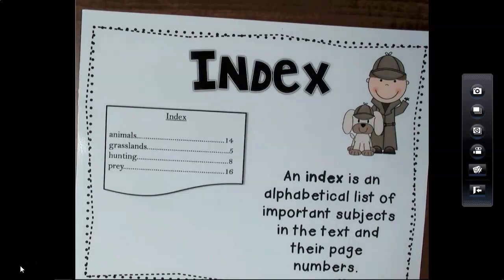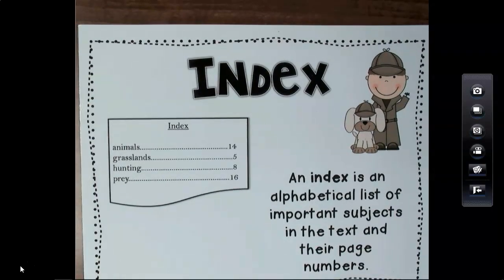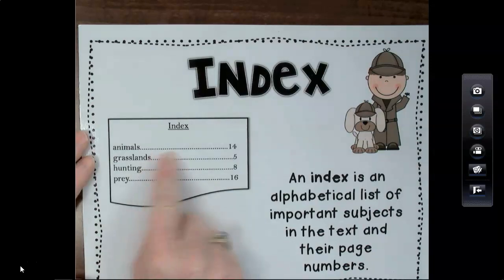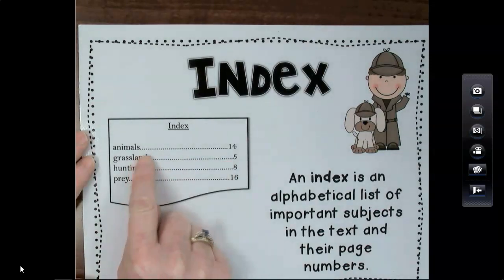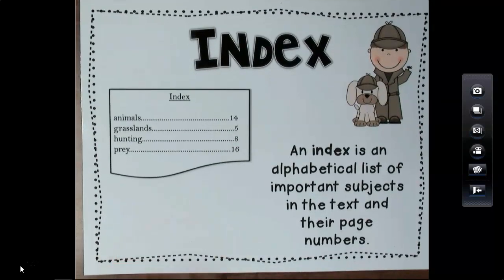And it could also include the index. In your nonfiction books, it would include indexes where it has key pages where you could find information. Animals, page 14. Prey, page 16. An index is an alphabetical list of important subjects in the text and their page numbers. Those are all different kinds of graphic sources.